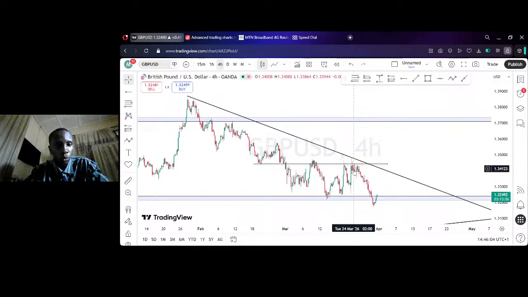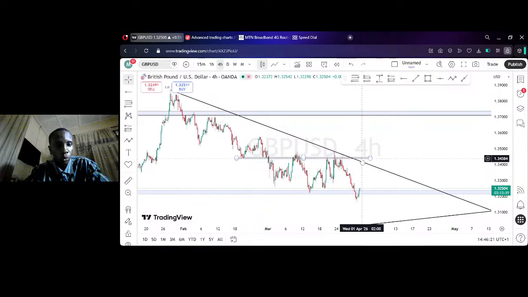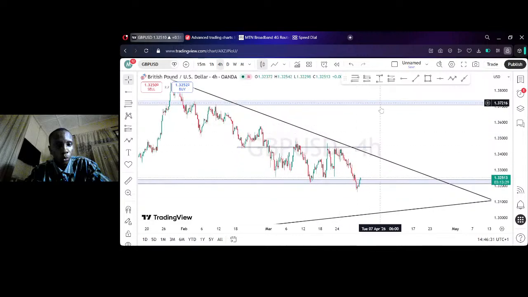Price could not break through that level. Price could not break through this resistance level right here, and price was rejected to the downside. We might still see price coming again to attempt this level. But if price can break out from this level right here, ladies and gentlemen, price is coming to 1.370000. So that would be the next level target on GBPUSD.